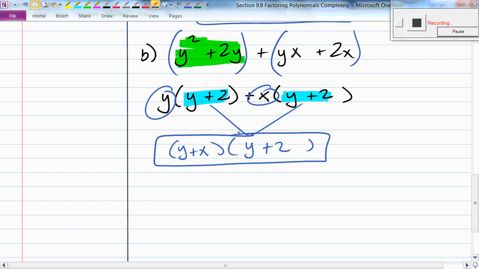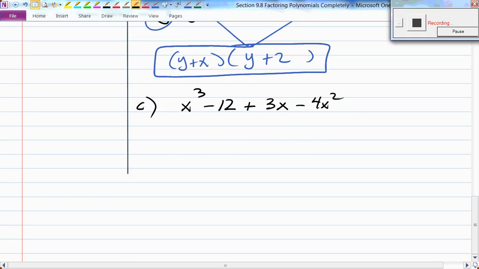Okay. I want you to work on that one. See if you can factor by grouping by yourself. Talk to your neighbor. Okay, so some of you are still working on it. Some of you have an answer, but we're noticing right away that with x cubed and 12, there's nothing you can take out to make it match. So we have to rearrange these terms.